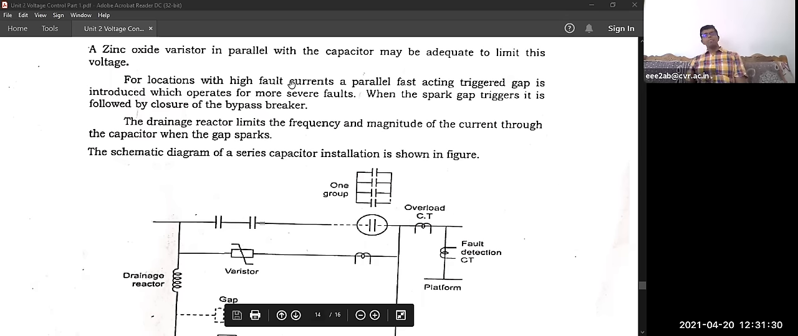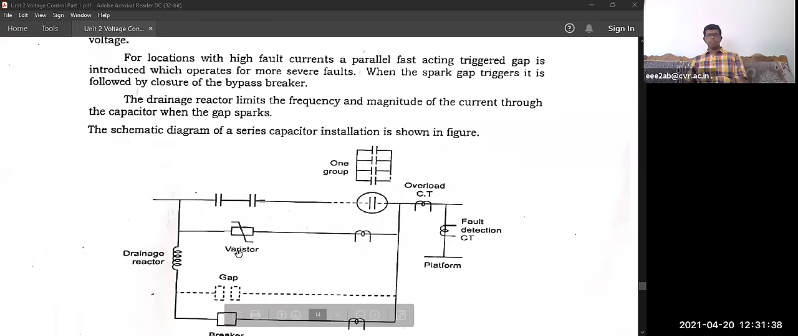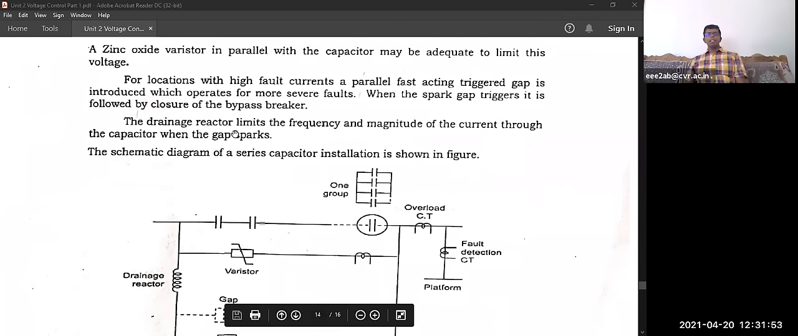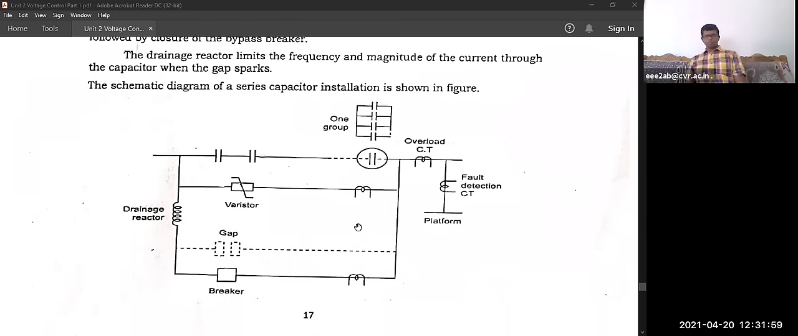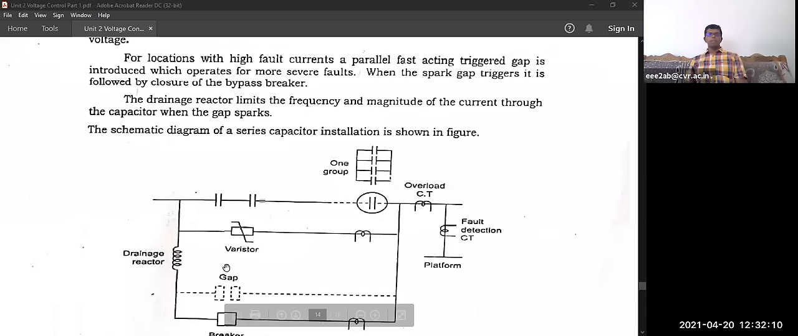For locations with high fault currents, a parallel fast-acting triggered gap is introduced, which operates for more severe faults. When the spark gap triggers, it is followed by the closure of the bypass breaker. So if any major fault happens in this particular line, automatically this gap will fire. Some spark will be triggered.